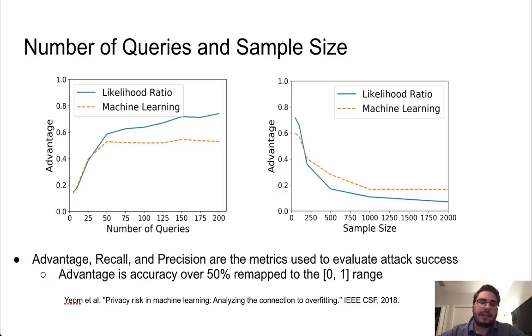The more queries you have and the smaller your sample size, the more powerful the attack, because in both of these scenarios, the influence of any single one target is maximized. When you have too few queries or too big of a sample size to detect the influence of a target, the membership inference does not succeed.